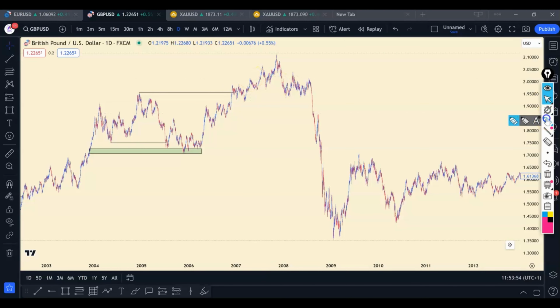Let me use the pen. I created a low here, but that low was later taken, so this is the latest low. Pullback, high, pullback, high, pullback, another high. Now, which low needs to be taken to have a shift in market structure? This low. It got taken here, so you can start looking for sell.